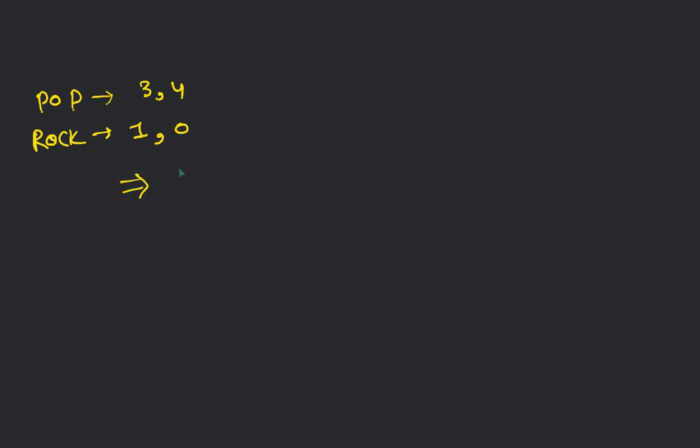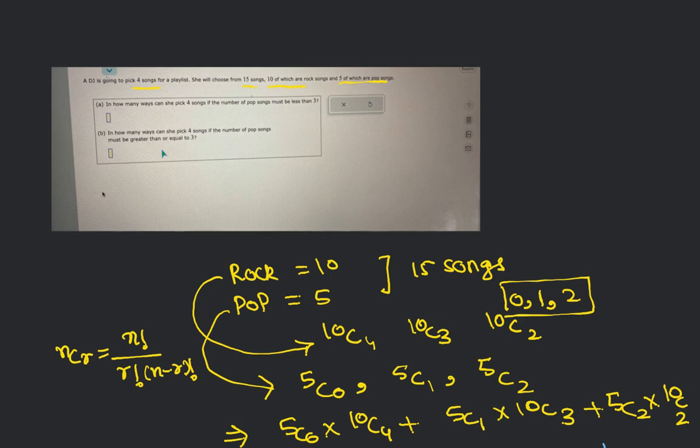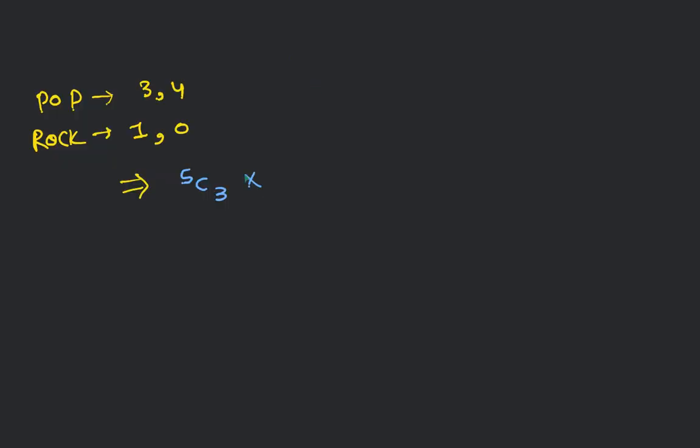So, how many pop do we have? 5. So, 5C3. Let me just check. It is 5 only, right? Yes, 5 pop. So 5C3, 10C1 plus 5C4, 10C0. Okay? Just quickly try to solve this.